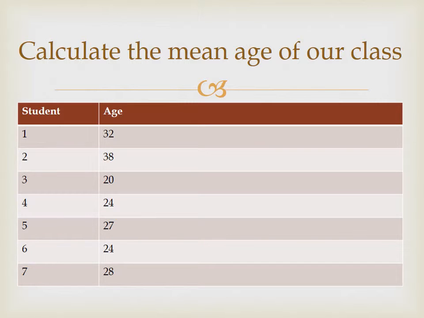If you're back from pausing, the answer that you should have found is 27.5 is the mean age of the class. You would get that by adding up all of the ages and dividing by 7.